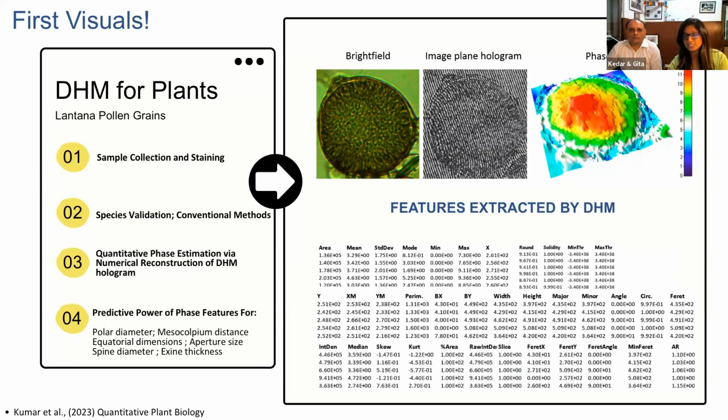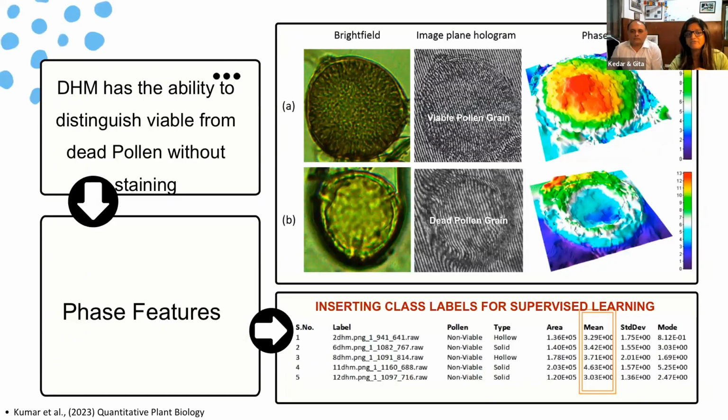For now, for this work, just the viability part, we did not have to use all the 30 plus features that were mathematically extracted by the DHM. The only one that we used was the mean phase. Within the mean phase itself, whether the pollen is viable or unviable, stain taking or not, is easily distinguishable on the phase feature hologram as well, and much better on the 3D surface plot.